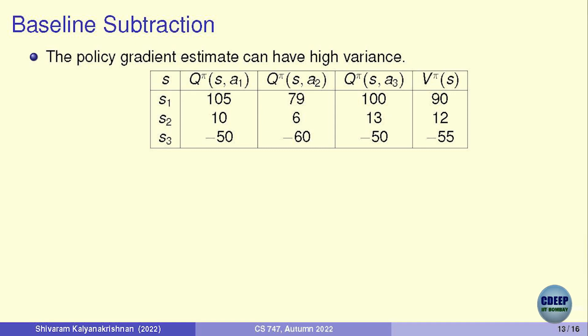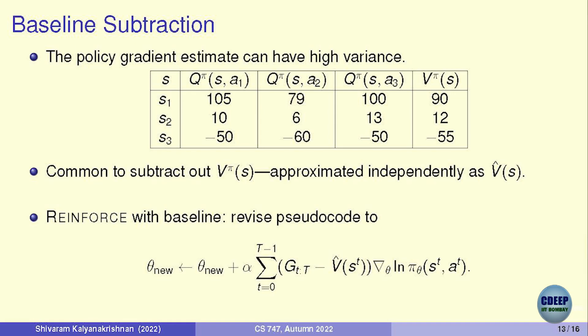So the most common thing that is done is you subtract out a baseline from Q pi of S A, which is basically an estimate of V pi of S. We don't know what V pi of S is, but maybe there is some way of estimating it. If you have an estimate of V pi of S, then just run REINFORCE, where we were just using G_t as the sample of Q pi of S A, subtract out V hat of S_t.